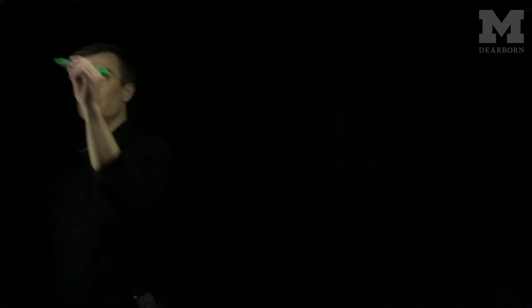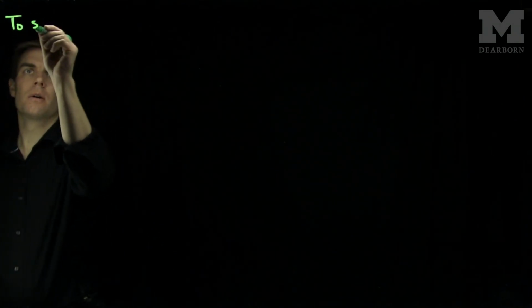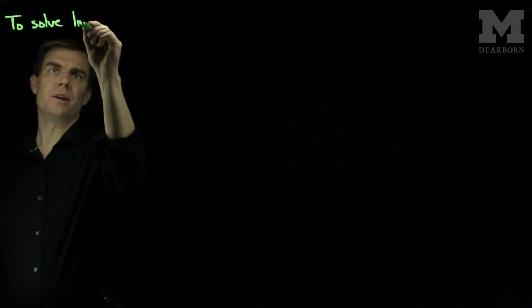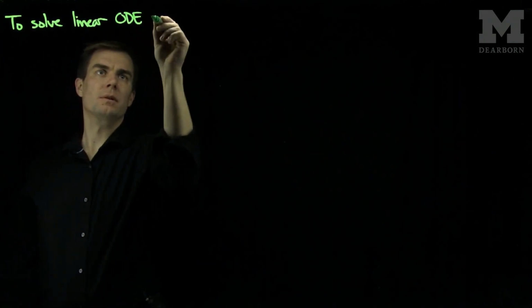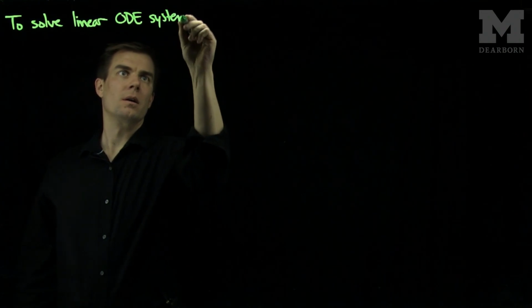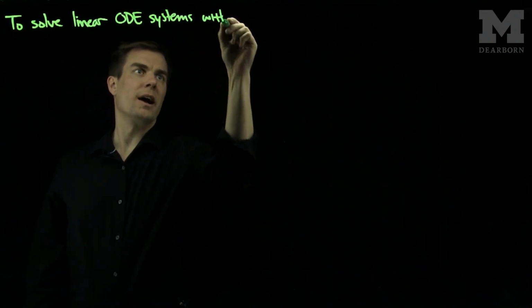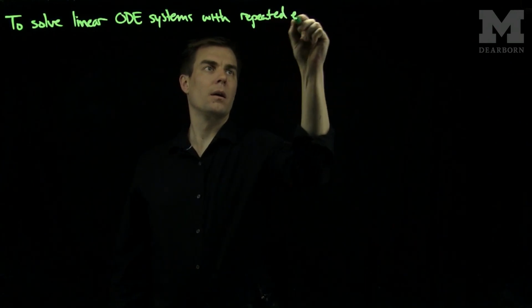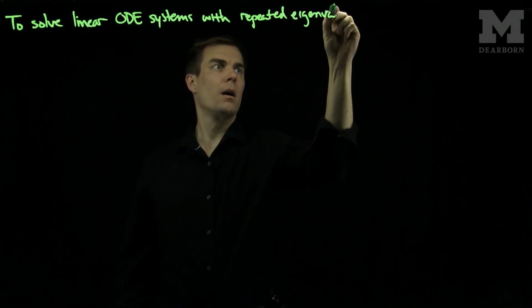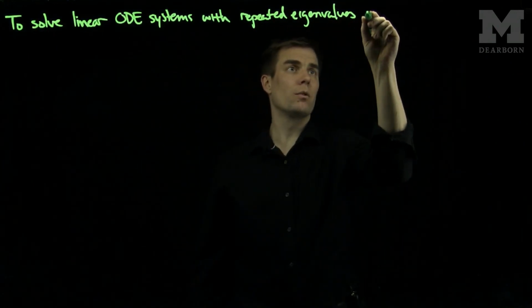Hello students, in this video we'll see how to use reduction of order to solve linear systems where there's a repeated eigenvalue. To solve linear ODE systems with repeated eigenvalues, use reduction of order.